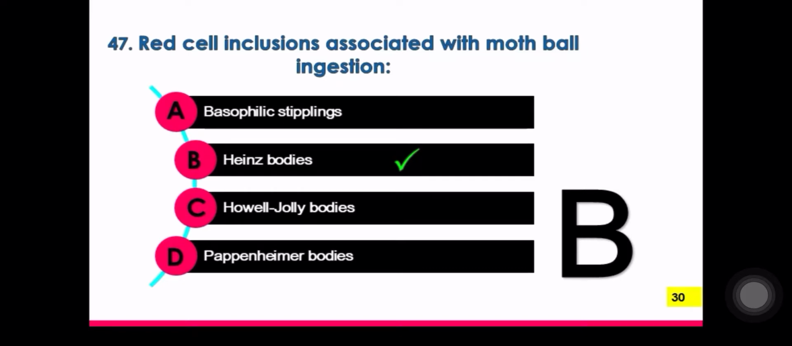So remember, Howell-Jolly bodies can be seen in disturbed erythropoiesis, hemolytic anemias, megaloblastic anemia, and even post-splenectomy. Basophilic stippling can be seen in thalassemia and lead poisoning, and Pappenheimer bodies can be seen in sideroblastic anemias and hemoglobinopathies.